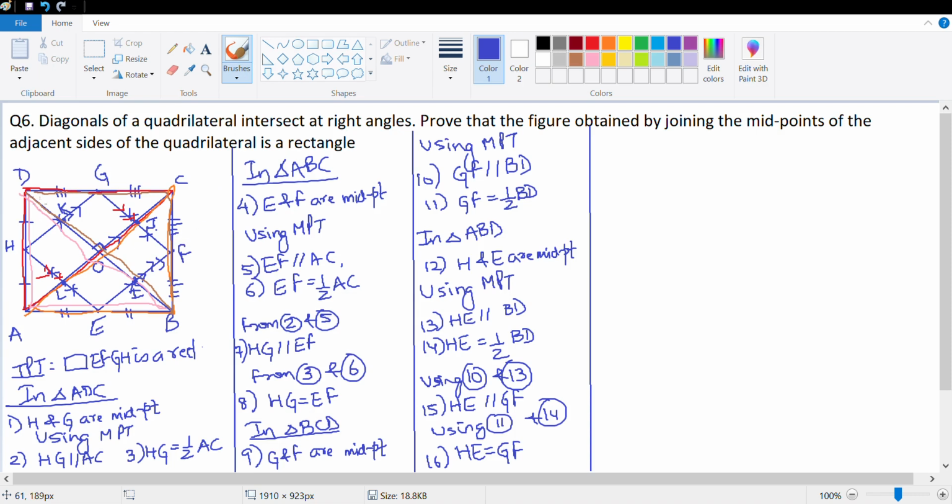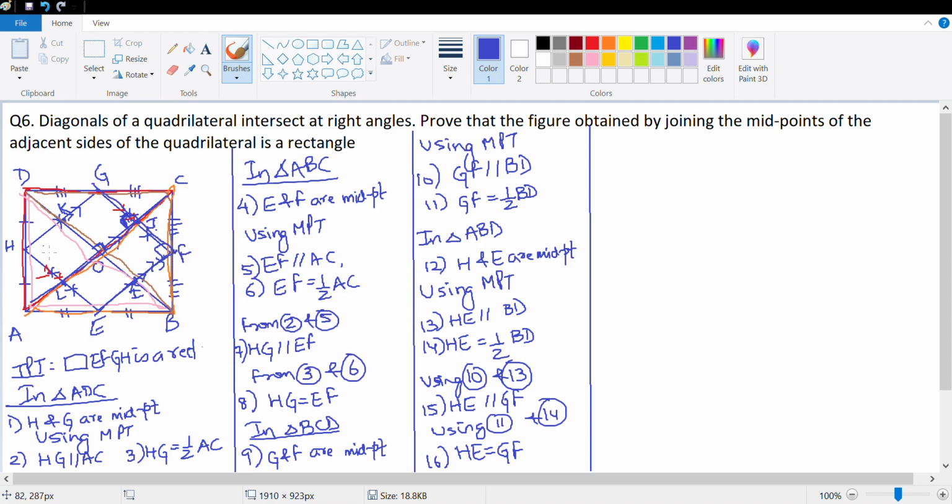If this line, which is BD and GF, are parallel, what does it make angle J here and angle O? Yes, these are co-interior angles, which means the sum of these would be 180, which means this angle will have to be 90, right? So I've got this angle as 90. Now if AC is parallel to EF, what does it make angle J and angle F? Yes, these are corresponding angles, which means this angle and this angle will be 90.